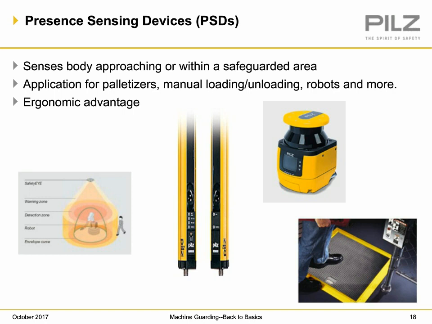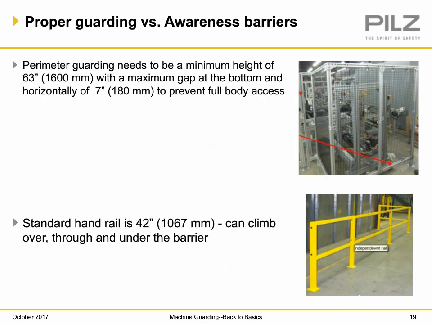Proper guarding versus awareness barriers. Perimeter guarding needs to be a minimum height of 63 inches. That's 1,600 millimeters, with a maximum gap at the bottom and horizontally of 7 inches, 180 millimeters, to prevent full body access. Now remember, this is full body access. It's not reaching through with your hands and fingers and arm. That's a whole different perspective on type of guarding and how you want to approach that.